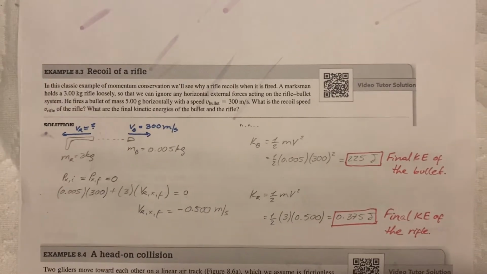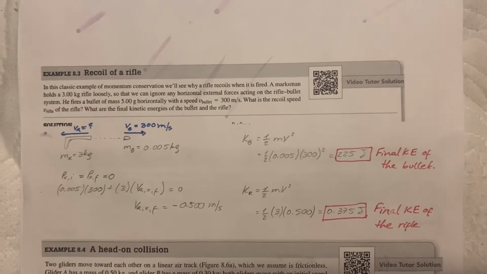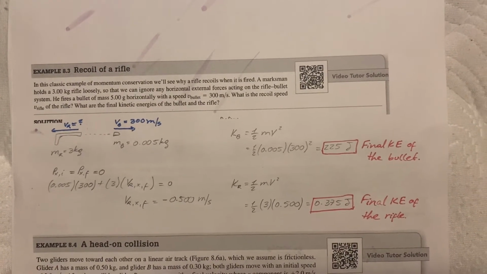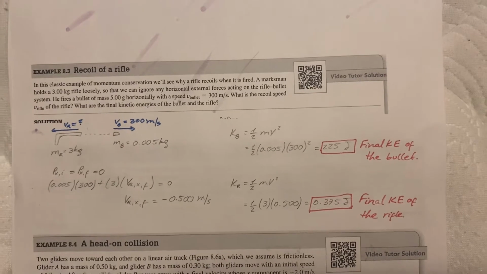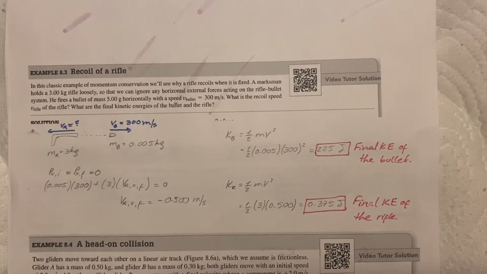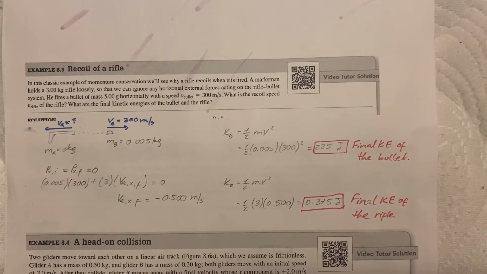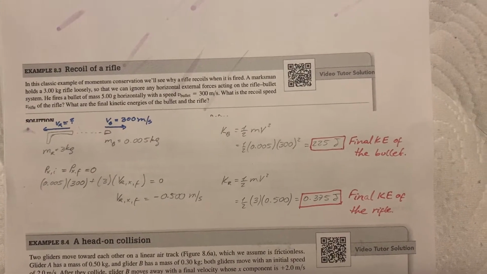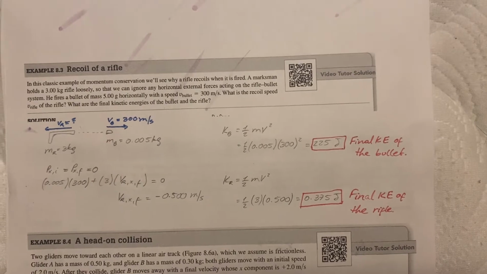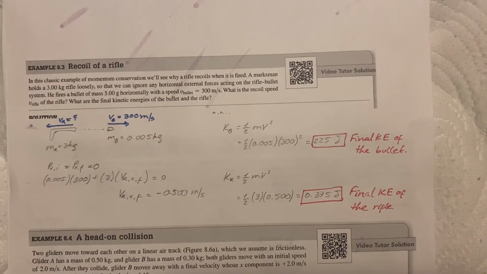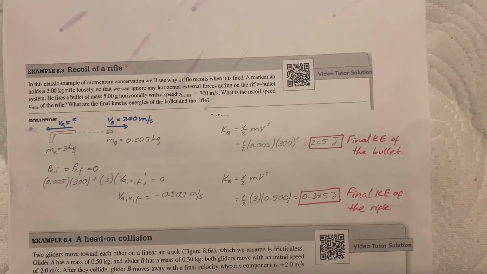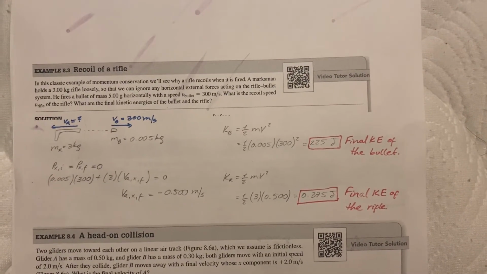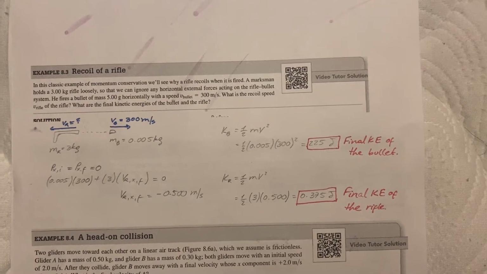This is the second example that I chose from chapter 8. It's example 3. In this classic example of momentum conservation, we will see why a rifle recoils when it's fired. A marksman holds a 3 kilogram rifle loosely, so we can ignore any horizontal external force acting on the rifle-bullet system.